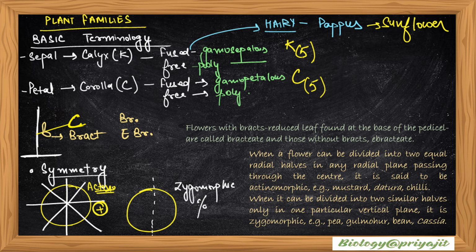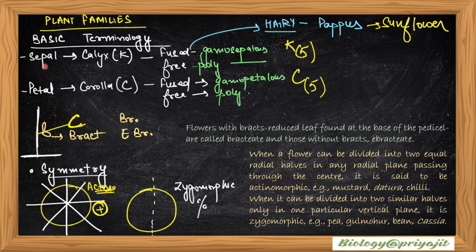Firstly, we learn the basic terminologies regarding plant families. Sepal. A group of sepals is called calyx and it is denoted by capital K. If the sepals in a calyx are fused with each other, the condition is called gamosepalous, and if the sepals are free, they are called polysepalous. The number of sepals, if fused, will be written within brackets. If they are free, they will be written without brackets.